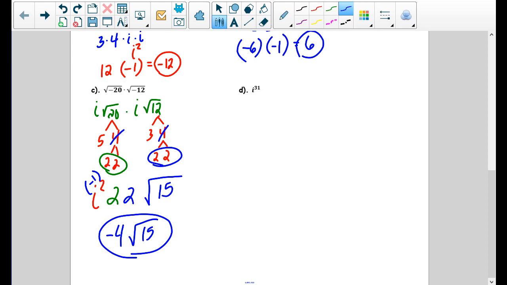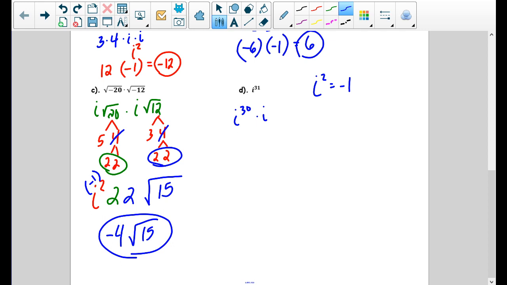Alright, what if I have i to some big power? Okay? i to a big power. Now, we need to think about this. i squared is equal to -1, right? So, if I'm looking for a square, I'm looking for an even number, right? So, if I make this into an even number, let's make it i^30, that's even, right? Yes. Times one other i, that's 31. Everybody good with that?